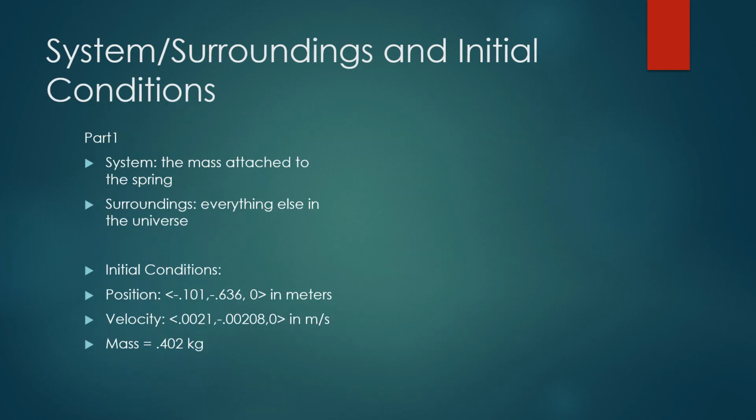The system consisted of a mass attached to the spring, and the surroundings are everything else in the universe. The mass starts from a position of negative 0.101 meters in the x dimension, negative 0.636 meters in the y dimension, and 0 meters in the z dimension. The mass starts with a velocity of 0.0021 meters per second in the x dimension, negative 0.00208 meters per second in the y dimension, and 0 meters per second in the z dimension.